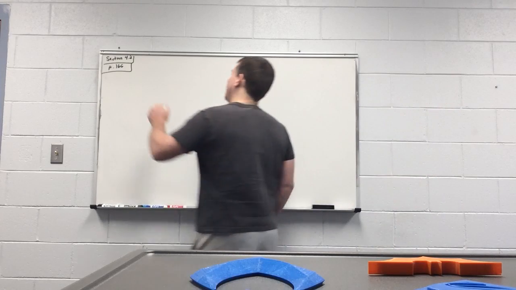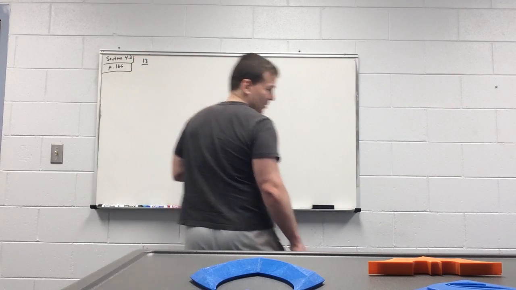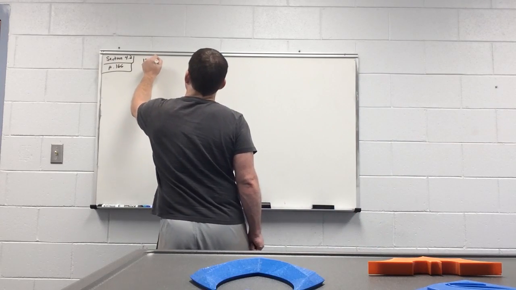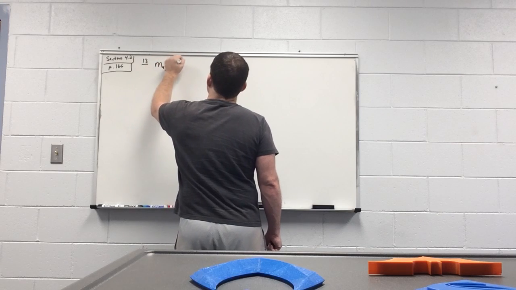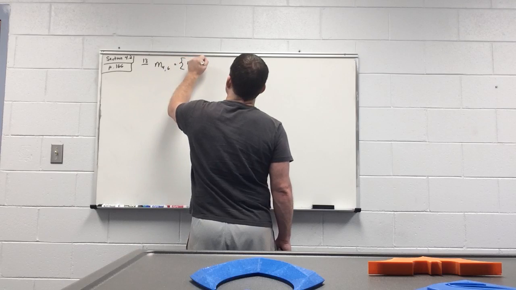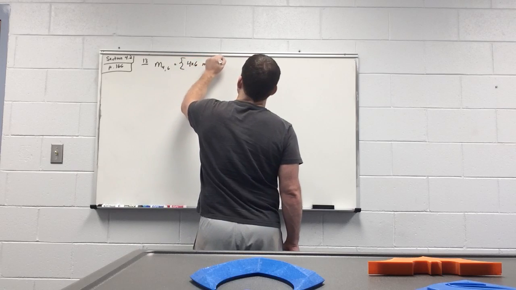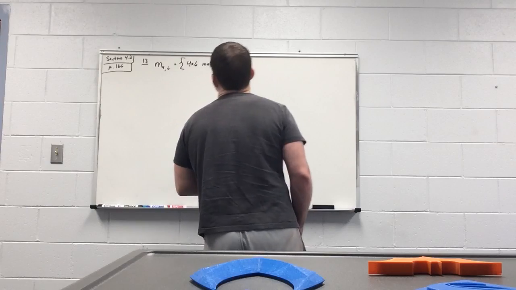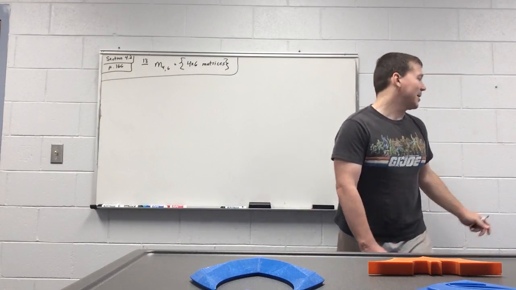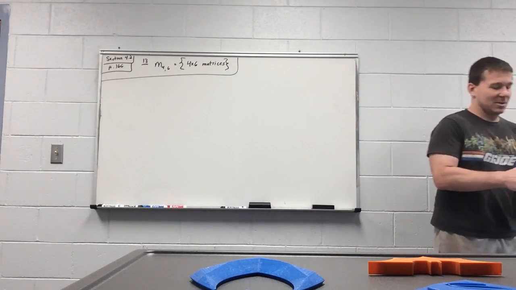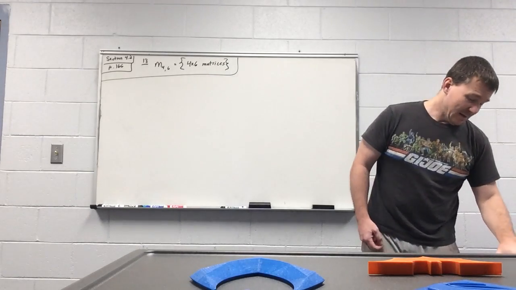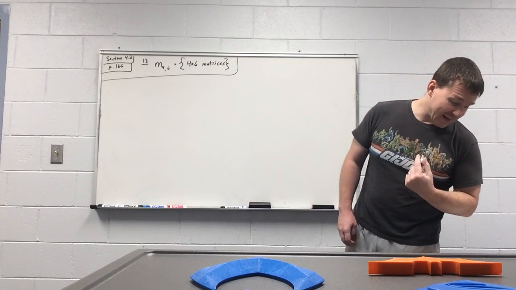So first off, number 13, M46, which means the set of all 4 by 6 matrices. I want to determine if that is a vector space. So we can do this formally by the book. Check the 10 different axioms.